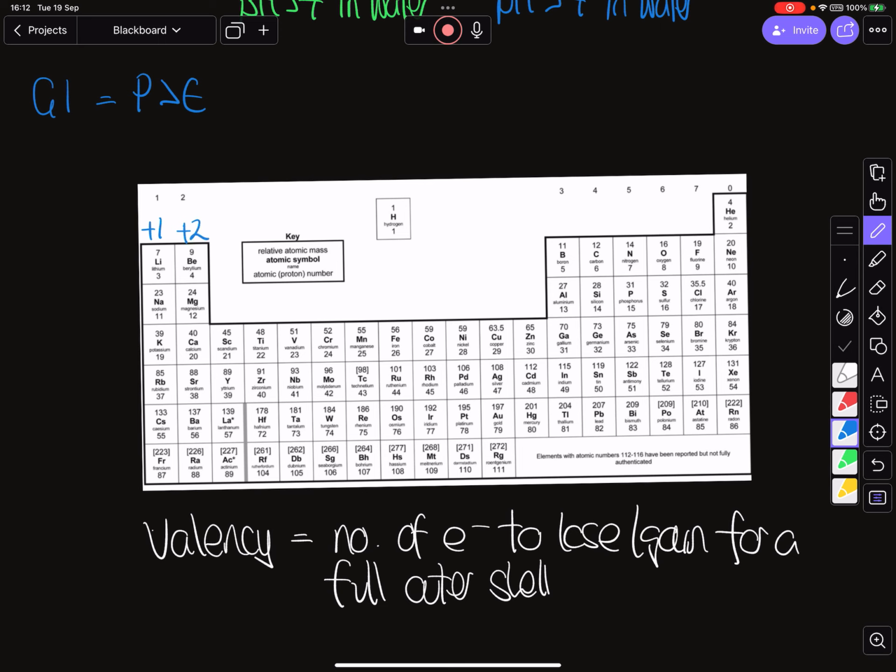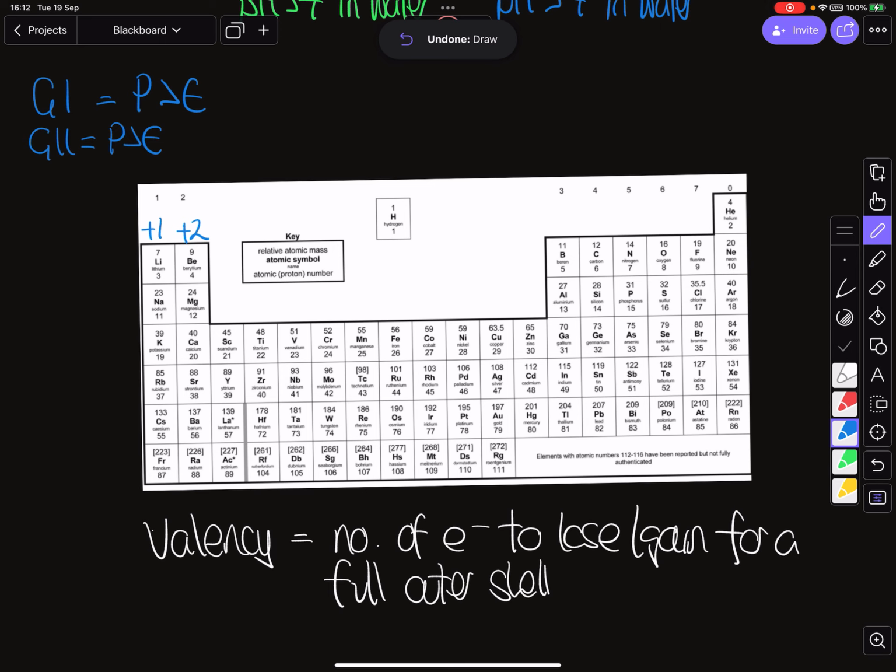Similarly, our group 2 get a +2 charge. And again, they've lost 2 electrons. So in group 1, you have 1 proton more than what you have for your electrons. And similarly, in group 2, it's going to be the same thing. So that's why these are positively charged.